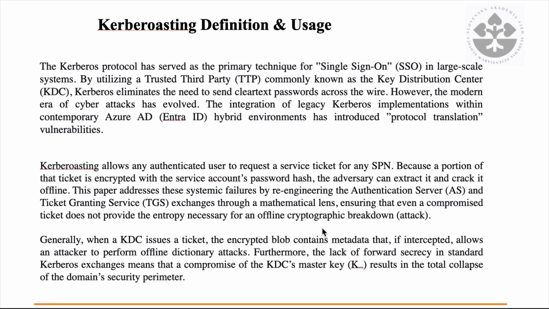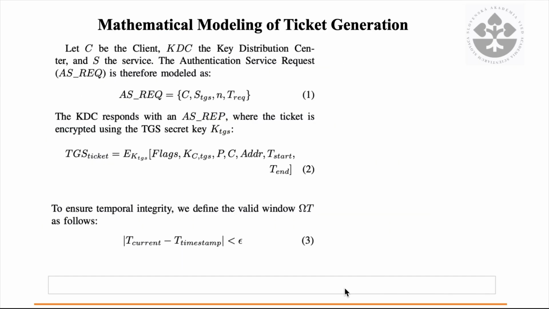Generally, when a KDC issues a ticket, the encrypted blob contains metadata. The lack of forward sequencing in standard Kerberos exchanges means that a compromise of the KDC master key results in the total collapse of the domain security perimeter.